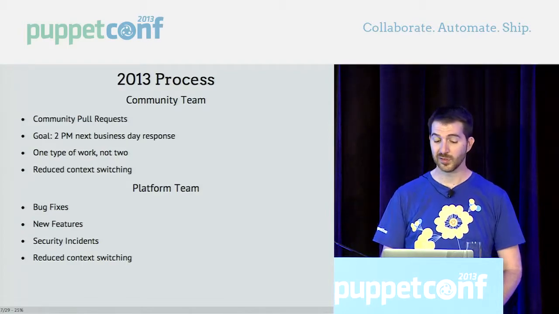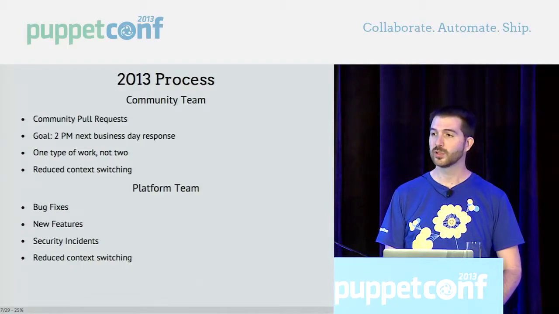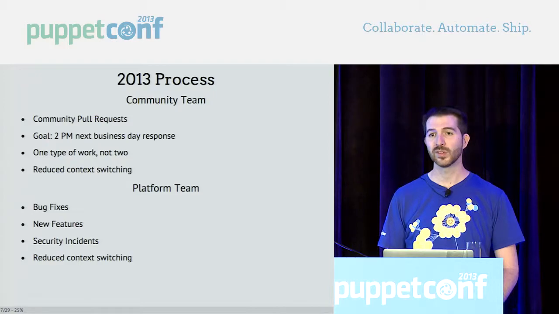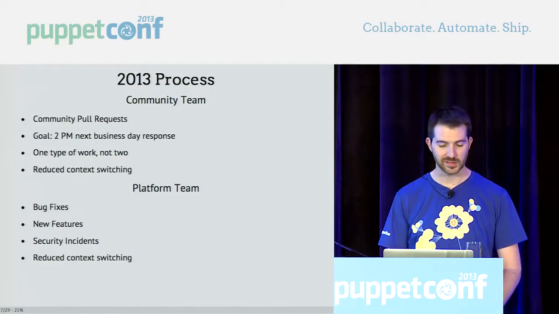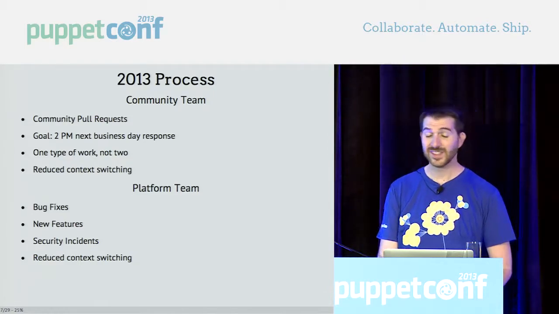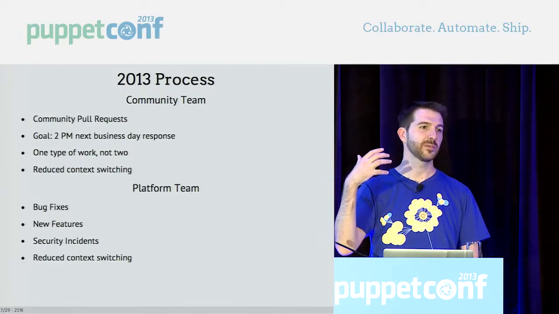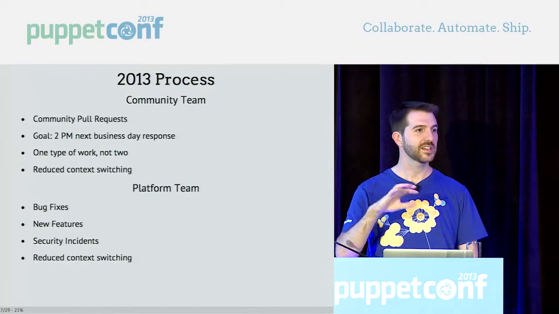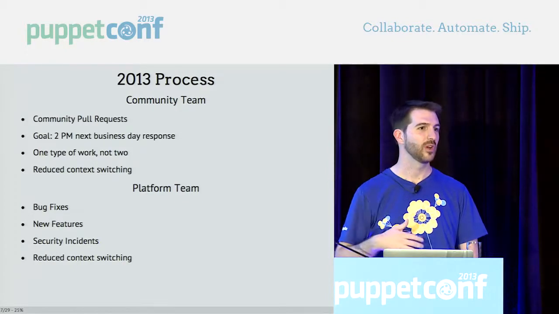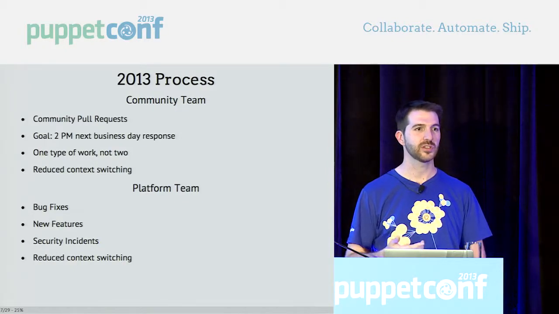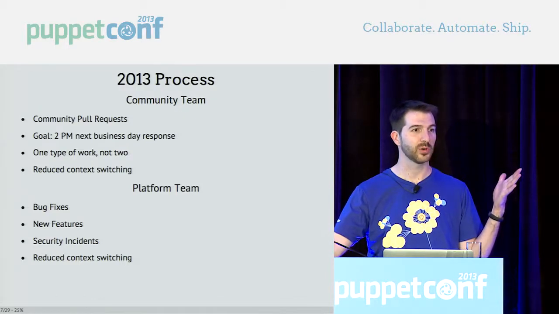The community team is focused on one type of work, so we were really trying to focus on the community pull request. It was unplanned, but then we could develop a process around that. So we didn't eliminate context switching. Patches that come in from the community are inherently a context switch because you don't know, are they fixing a bug? Are they adding a new feature? Is it a really big pull request?